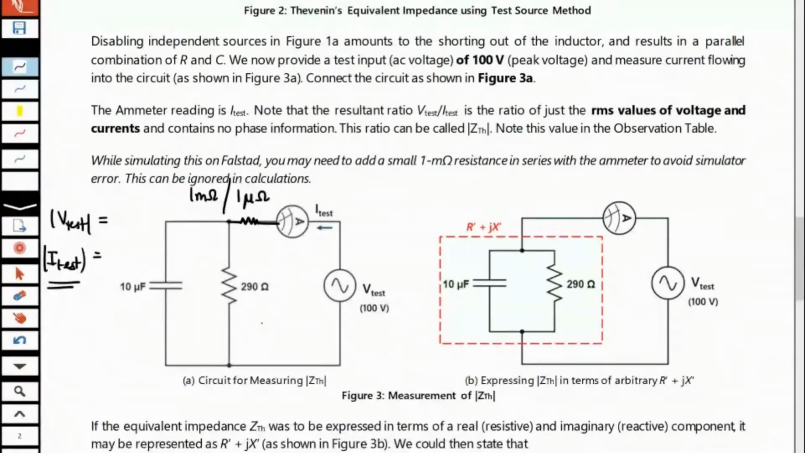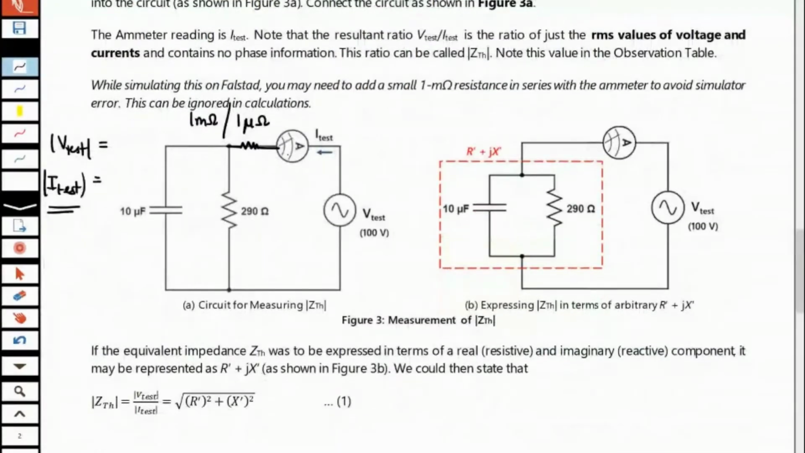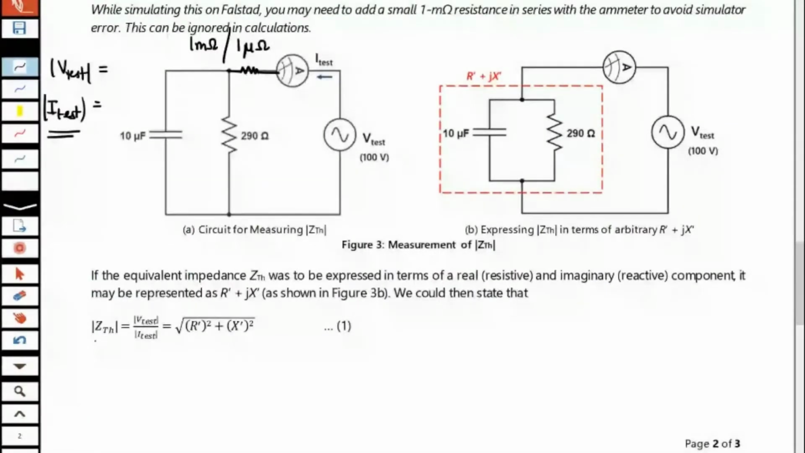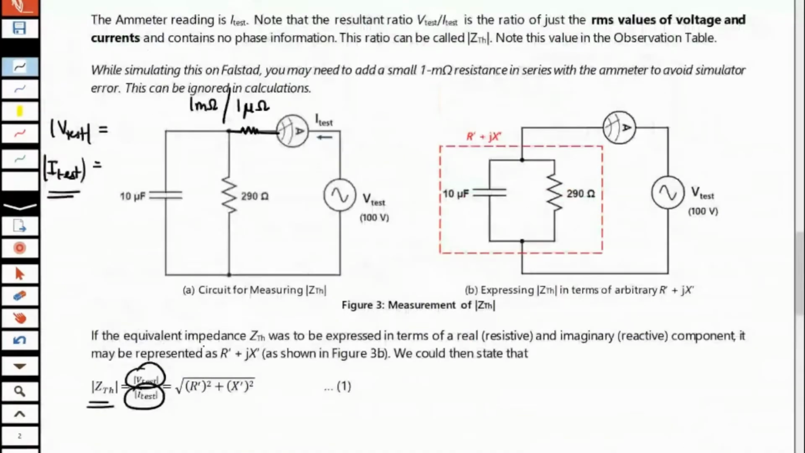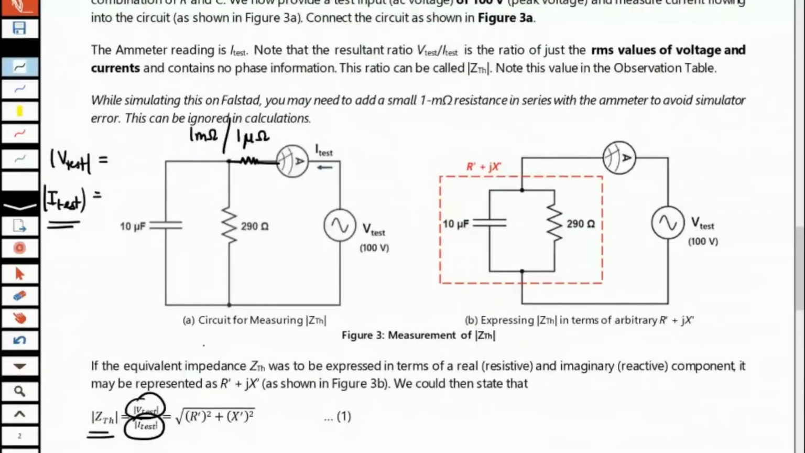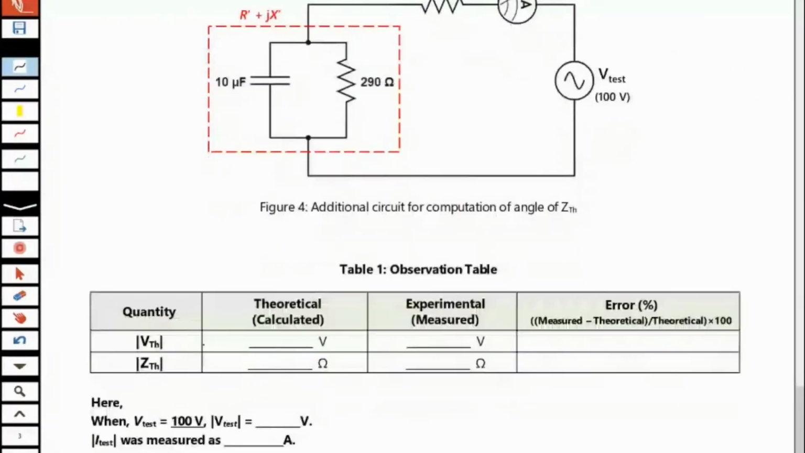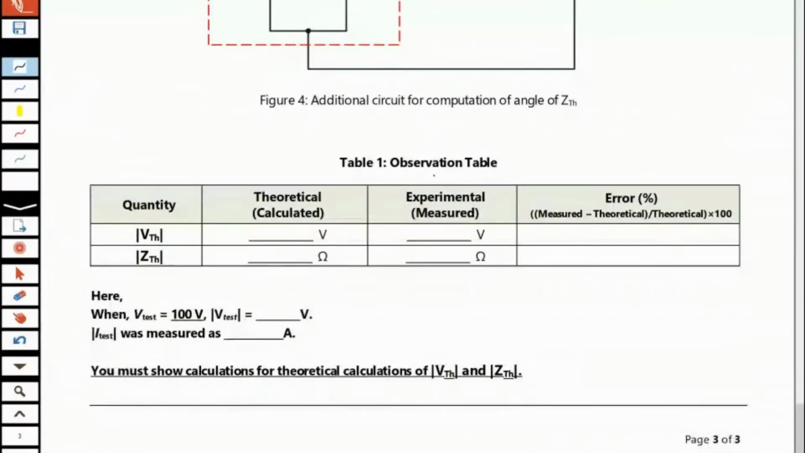Then, of course, to actually find the value of mod ZTH, the ratio of this value and this value is all that has to be taken. These were all measured values. Please understand this. You have to fill an observation table here with experimental values and theoretical values. So how were the experimental values to be calculated? I have told you right now.